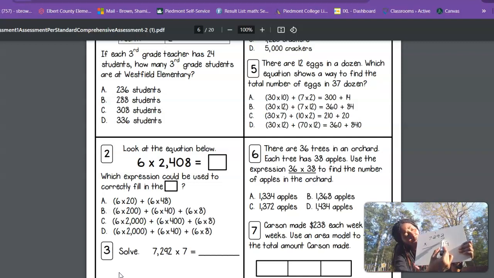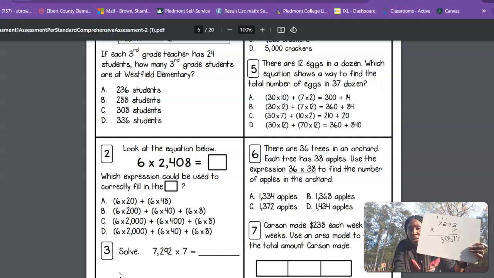9 times 7 is 63. Plus 1 makes 64. Put my 4, carry my 1. 2 times 7 is 14. Plus 1 makes 15. Put my 5, carry my 1. And 7 times 7 is 49. Plus 1 is 50. Put my 0, then put my 5. So my answer will be 50,574.